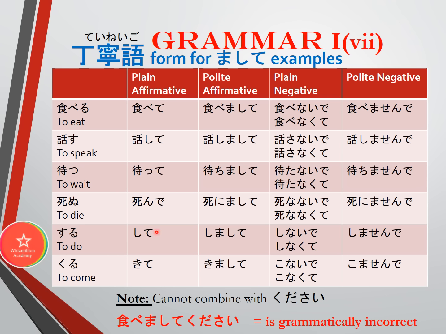To do, suru, is a group 3 verb. The te form is shite, becomes shimashite. The plain negative form is shinaide or shinakute. The polite negative form is shimasende.